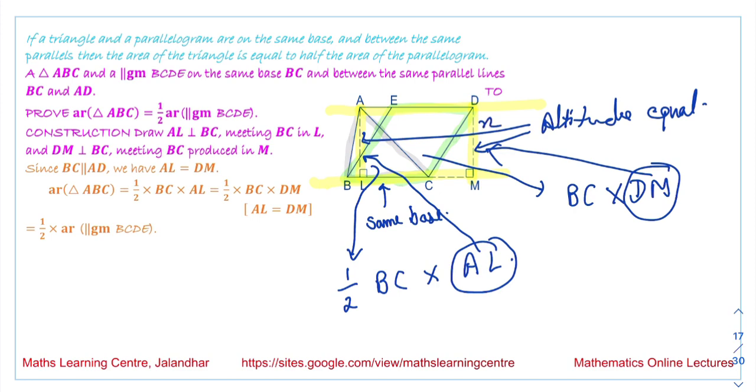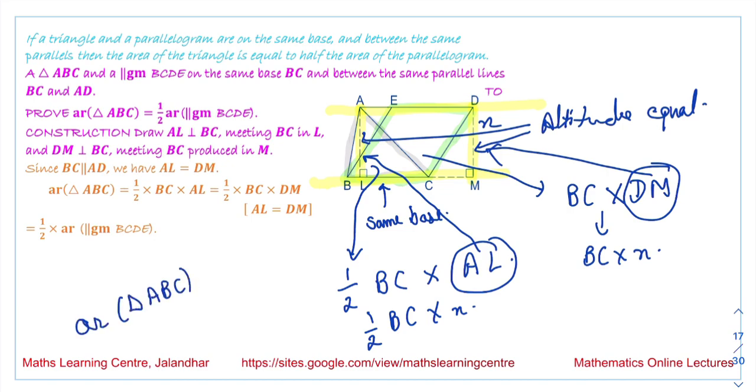Suppose they are equal to x. So the area of the triangle is half BC into x, and the area of the parallelogram is BC into x. So what we get is that the area of triangle ABC is equal to half the area of the parallelogram BCDE.